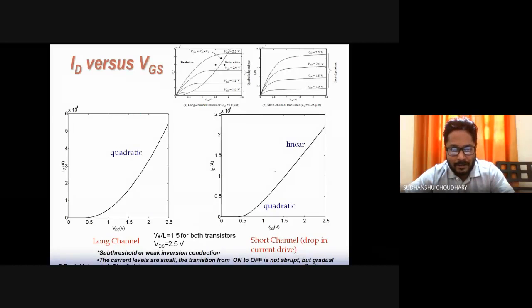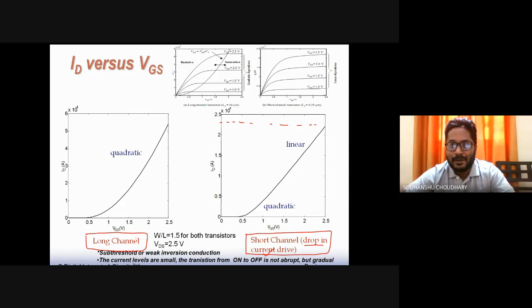Now here is a comparison of those two devices, the long channel device and the short channel device. In the short channel device we noticed a drop in current drive because of the short channel effect, that is, velocity saturation was there in the short channel device. So because of that there was a drop in current drive. The maximum current is very small compared to what you achieve in a long channel device. And this is the IV characteristic of the short and long channel device.